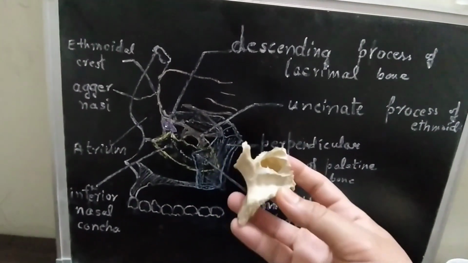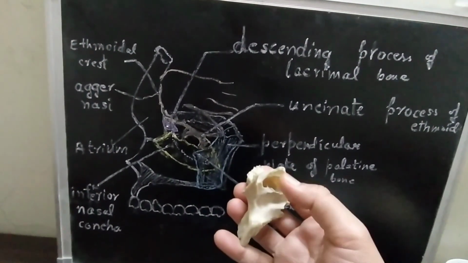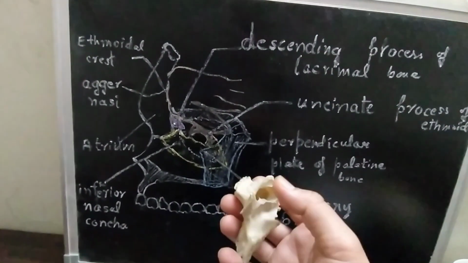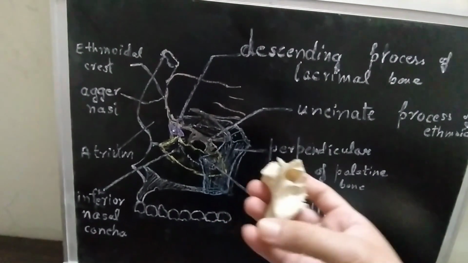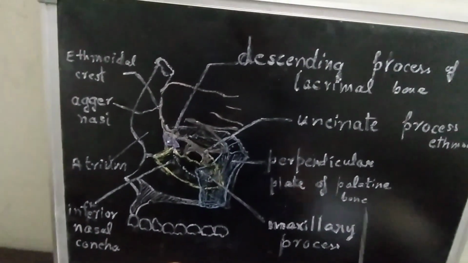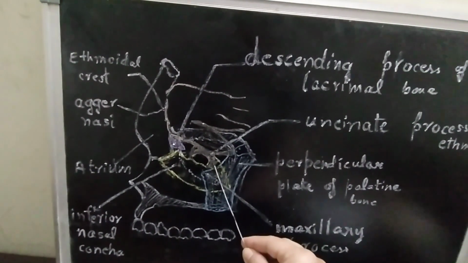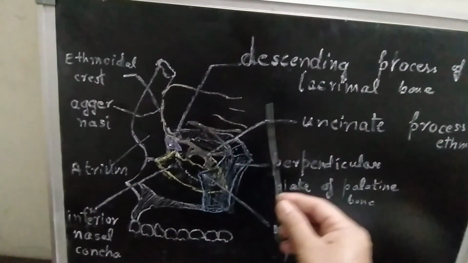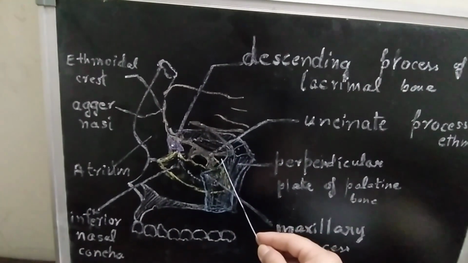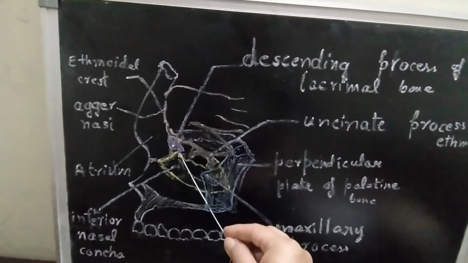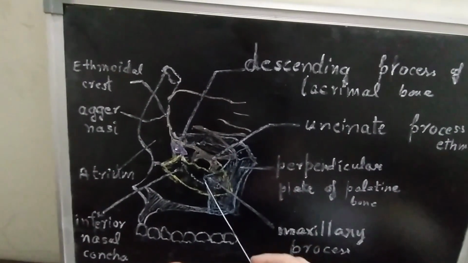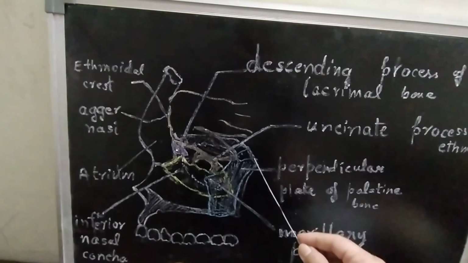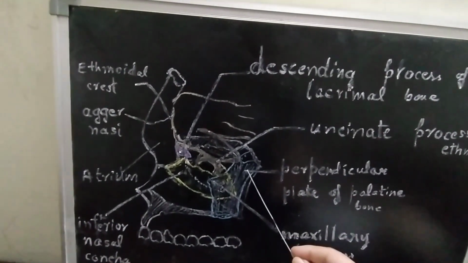So I have told you this is the maxillary hiatus in a disarticulated skull. In an articulated skull, this maxillary hiatus is reduced by a few bones. That is the uncinate process of the ethmoid bone and the descending process of the lacrimal bone from above, and from below it is the maxillary process of the inferior nasal concha. From behind it is the maxillary process of the perpendicular plate of the palatine bone.